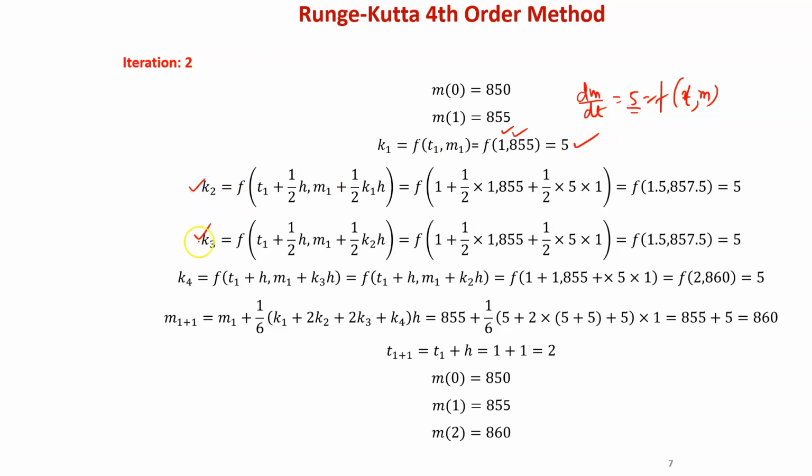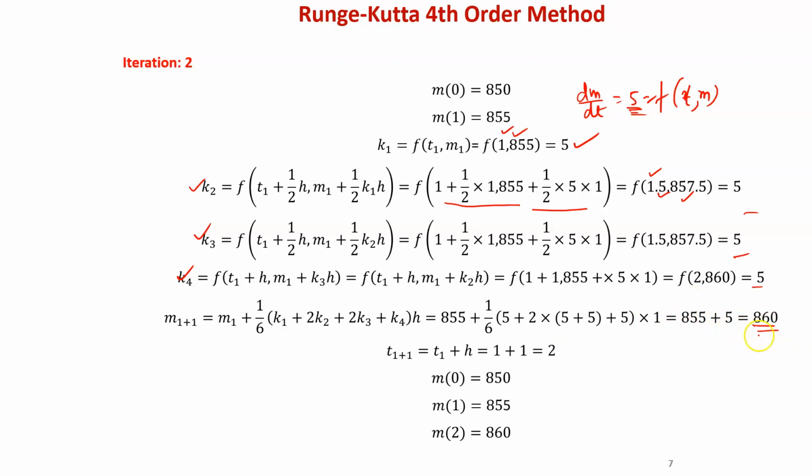Similarly k2, k3 and k4 we can get the same, but we have to calculate f of that t and m. So that we will get in the different steps when we calculate k2, k3, k4. The arguments will be different, but as dm/dt is equal to a constant, every time in k1, k2, k3, everywhere we will get 5. Now if we want to calculate m_(i+1), meaning m2, m1 plus the average, again we will get 855 plus 5, so 860.